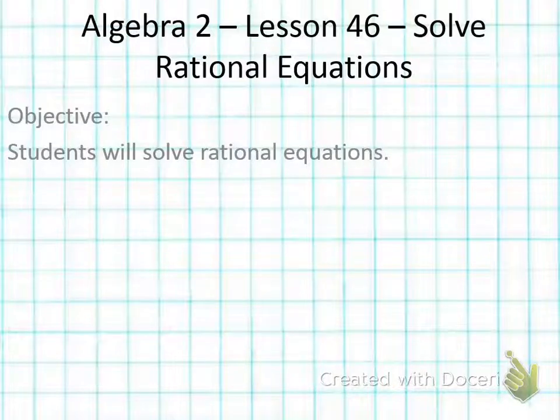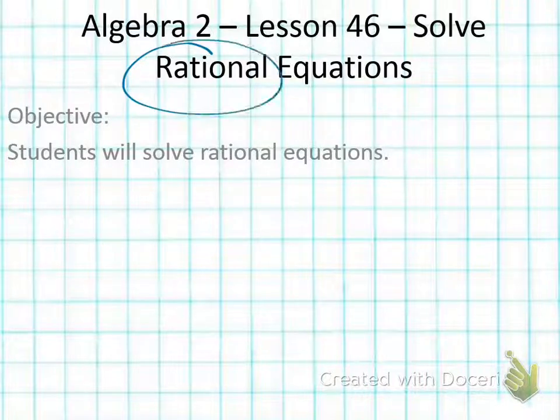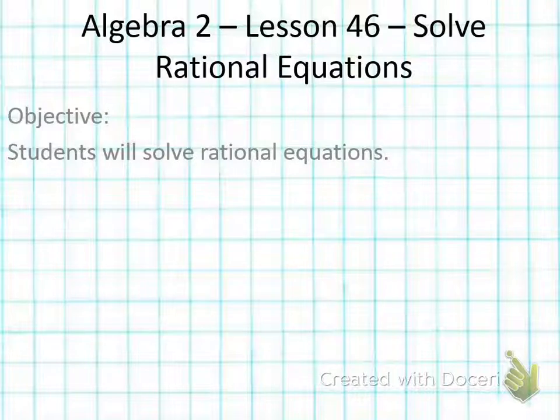Alright, this is lesson 46, solving rational equations. The goal is you will solve rational equations. That's the objective. And if you remember from before break, rational equations mean just fractions in equations. So this word rational means fractions. And we're dealing with equations finally, which means we're using an equal sign, okay? We're combining what we learned last time with fractions, with polynomials, and solving, okay?